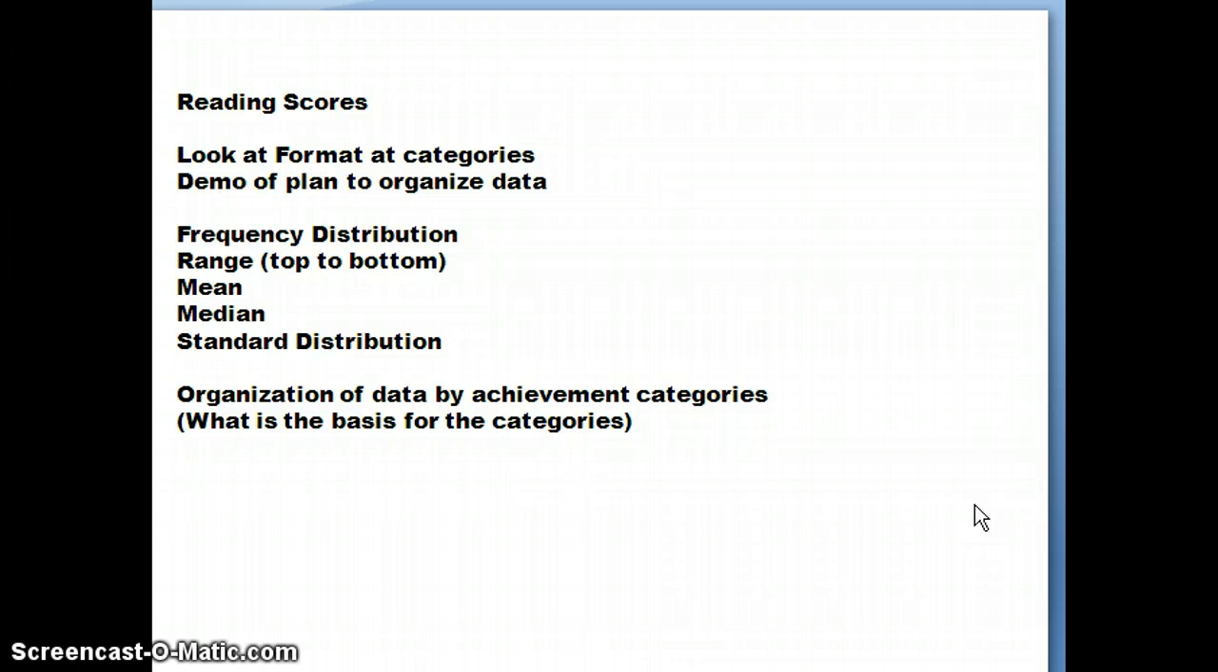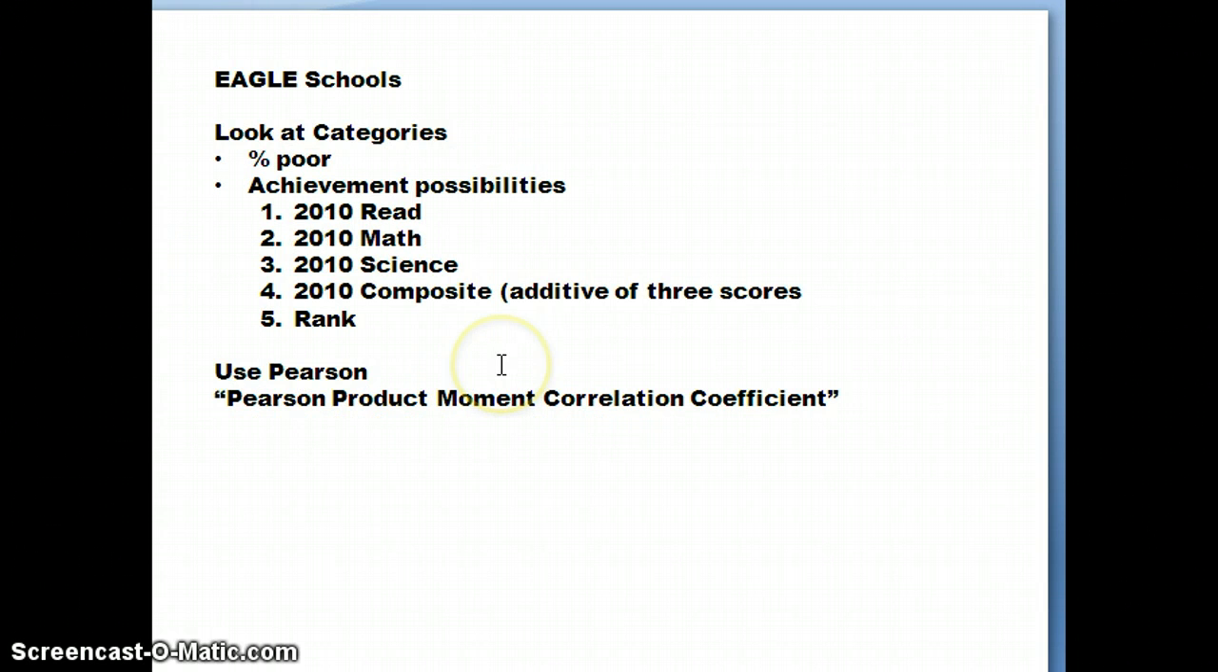And then I'm going to provide a little bit of a lead-in to the relationship between income and achievement, looking at income-related factors by showing you some organization using the pivot table for this data. Then we're going to go on and look at Eagle Schools. Eagle Schools is so named because this is data that was initially provided in the Wichita Eagle, and they've done this over about a 10-year period of time.